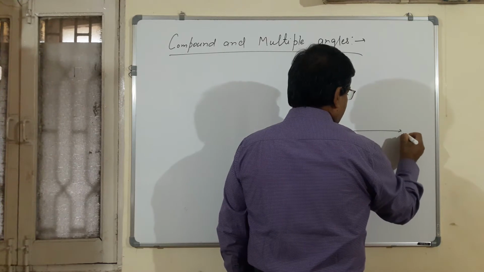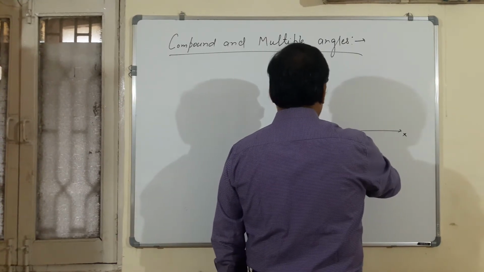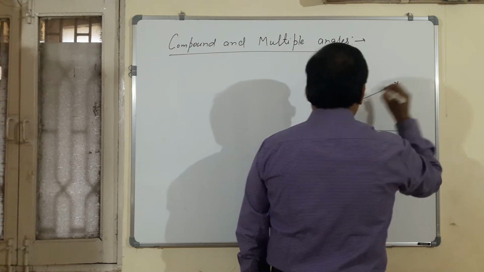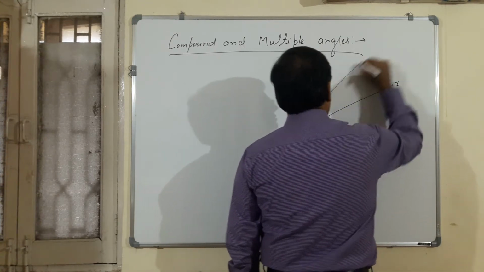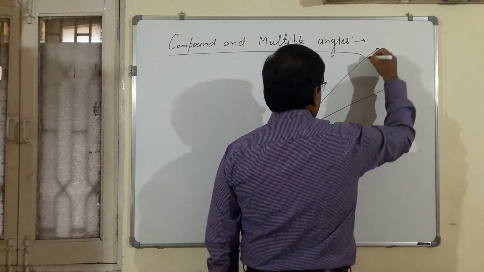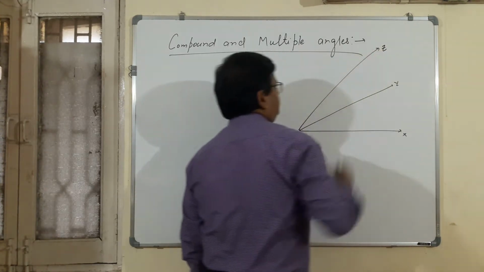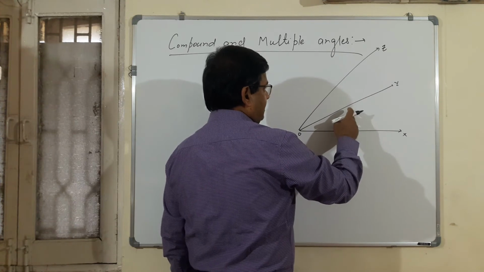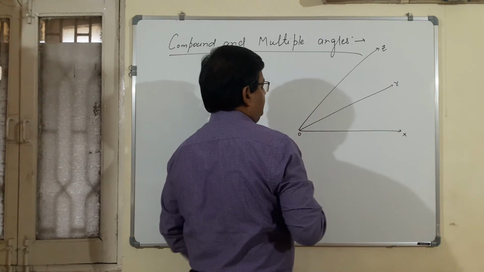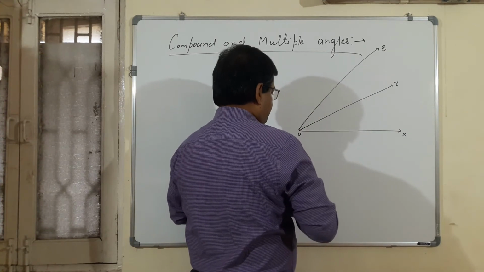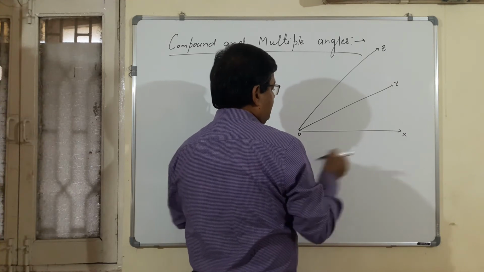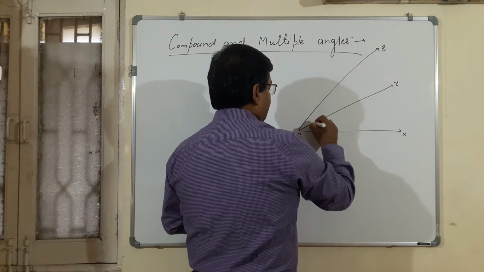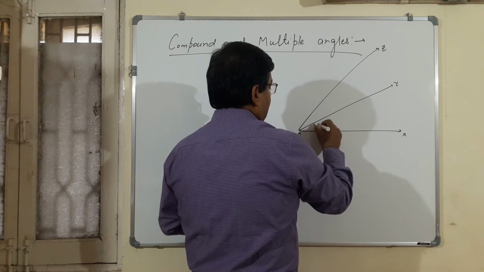Here this is OX and this is OY, and now this is OZ. Initial line, middle line and final line. Now the initial line makes an angle with OY, which is angle A.